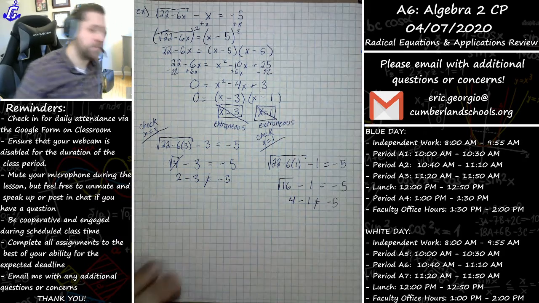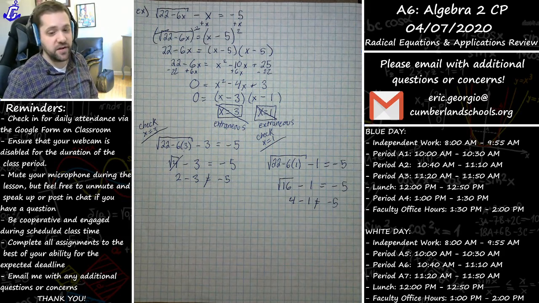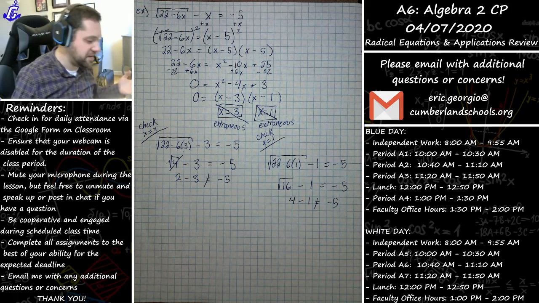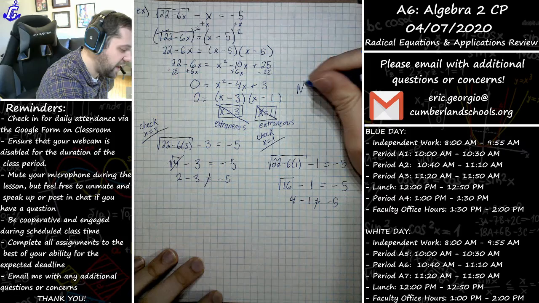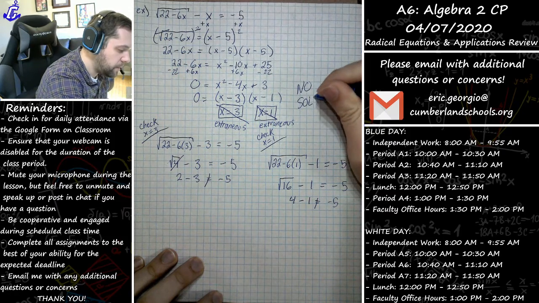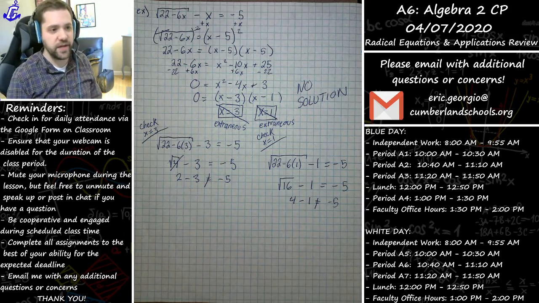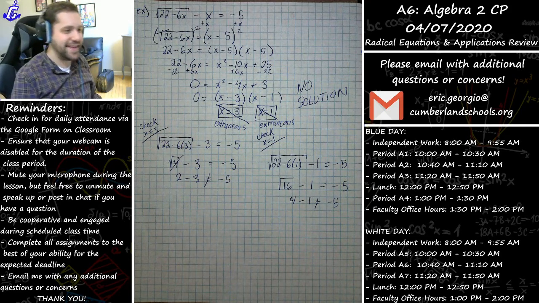Which means that despite our best efforts to find solutions here, we found that both potential solutions are extraneous, which means that this problem actually has no solution. Okay? It has two extraneous solutions of x equals 3 and x equals 1, but it has no solution.